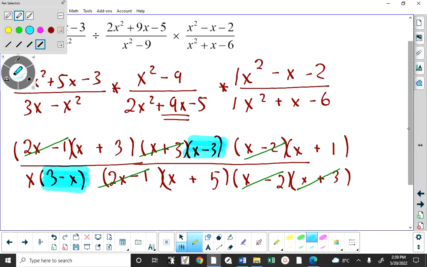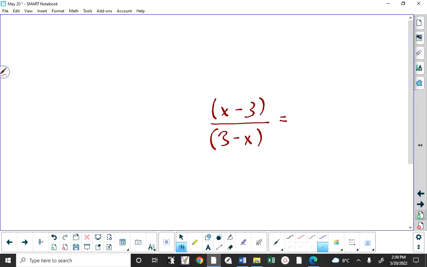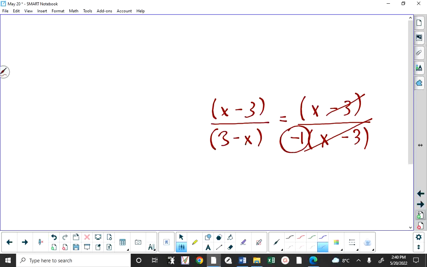And I'm going to go through this one more time with you. When you have x minus 3 over 3 minus x, you can factor a negative 1 out of each term in the denominator. And if I factor negative 1 out of positive 3, it becomes negative 3. And when I factor negative 1 out of negative x, it becomes positive x, which means when I factor negative 1 out of 3 minus x, I'm left with x minus 3, which cancels. And we're left with this factor of negative 1.